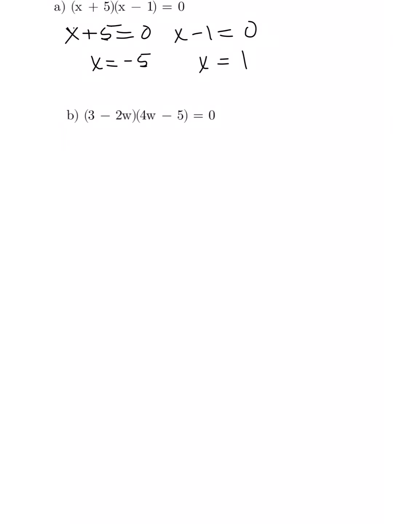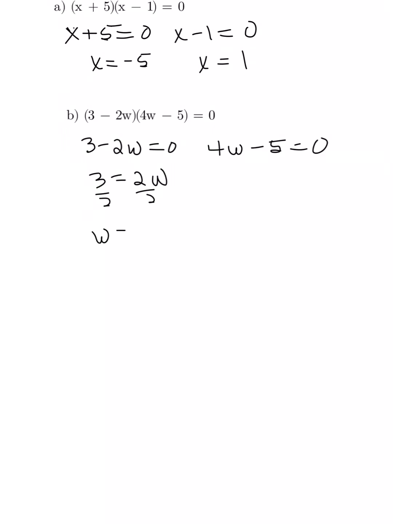Our zero factor property says set each of those factors equal to 0. Now we've just got two small equations and we need to solve each one. On the first one, I'm going to add the 2w to both sides so that I have a positive variable. So I get 3 equals 2w. Divide both sides by 2, we get w equals 3 halves.